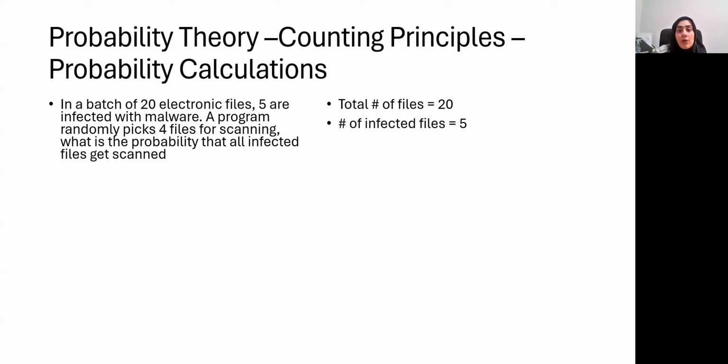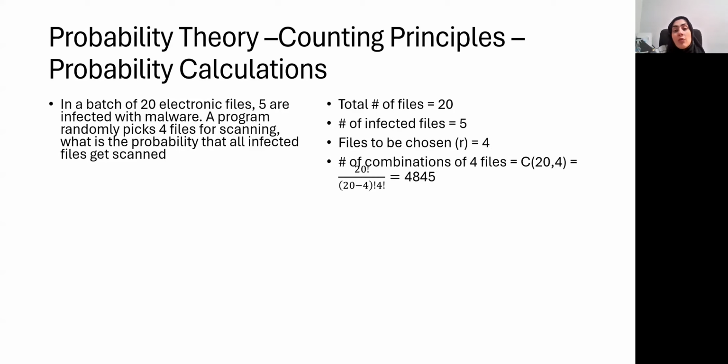So we pick a sample of 4 from a population of 20 files. And at this moment, irrespective of whether the files are infected or not, we find out the total number of combinations, the total number of different compositions of 4 items selected from 20 which are possible. And we use the combination expression for that. We get the value as 4,845 different compositions. So 4,845 different ways, different groups of files, 4 files can be selected from 20. Again, at this moment, irrespective of whether they were infected or not.